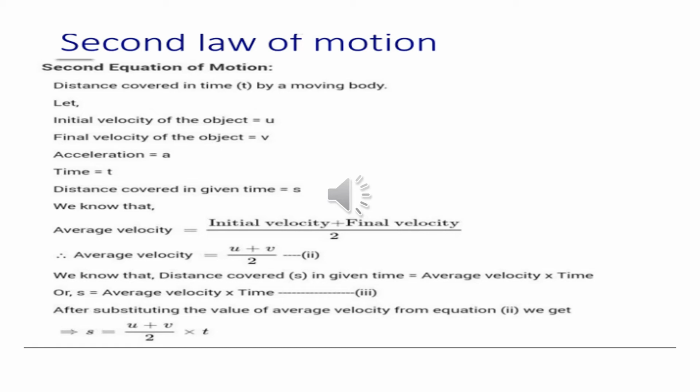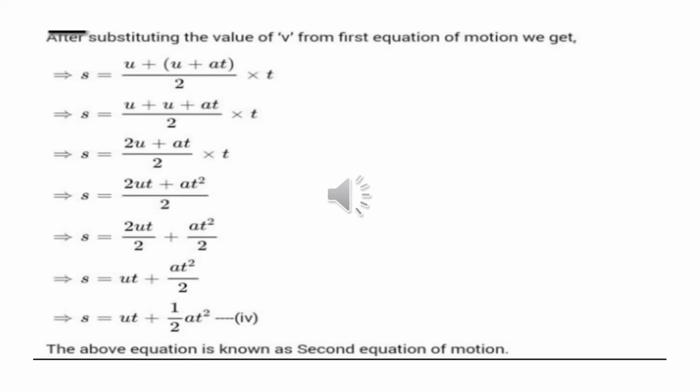We know that the distance covered in the given time is equal to average velocity multiplied by time, or s is equal to average velocity multiplied by time. After substituting the value of the average velocity, we get s is equal to u plus v upon 2 multiplied by t. Now here we are substituting the value of v from the first equation of motion, that is v is equal to u plus at, and s is equal to, in the bracket, u plus u plus at upon 2 multiplied by t.